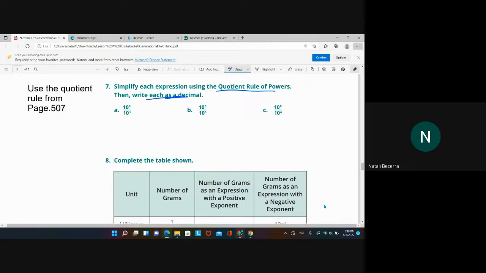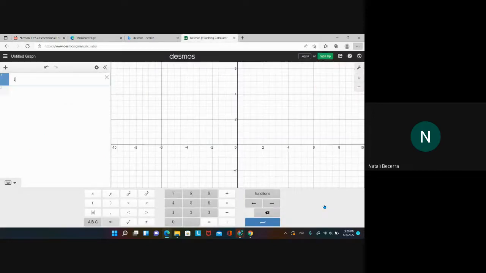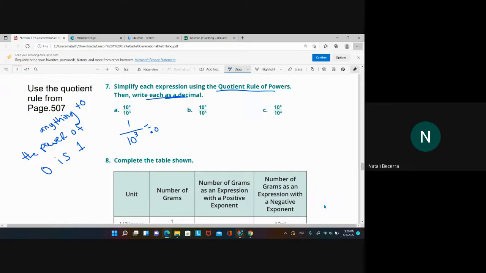So anytime you have anything to the power of 0, I want you to write this down: anything to the power of 0 is 1. Okay, so 10 to the power of 0 is just 1, over 10 to the power of 3. And we can't simplify this, so you just put it in a calculator like that. So 1 over 10 to the power of 3, and you get that decimal, 0.001.